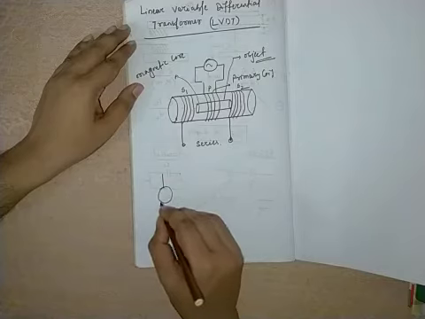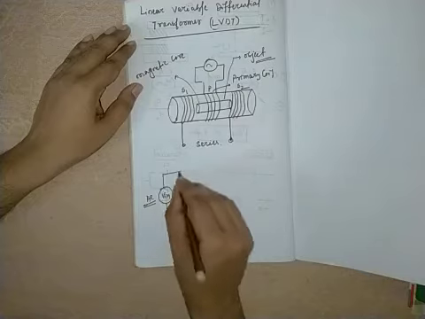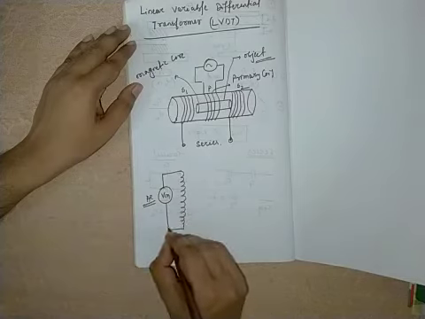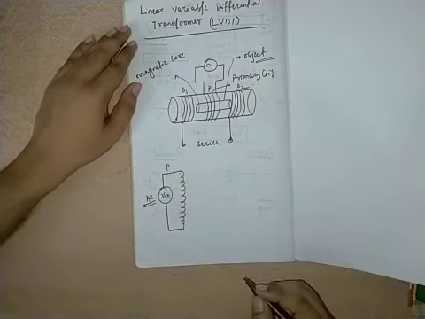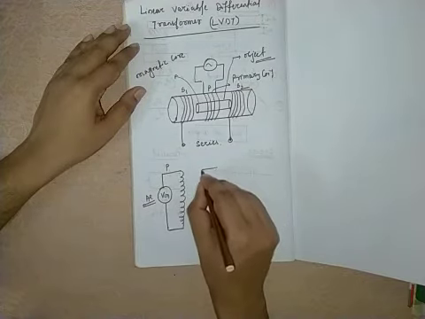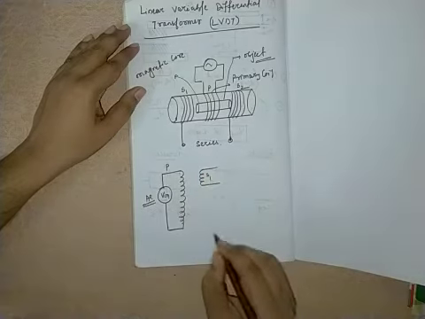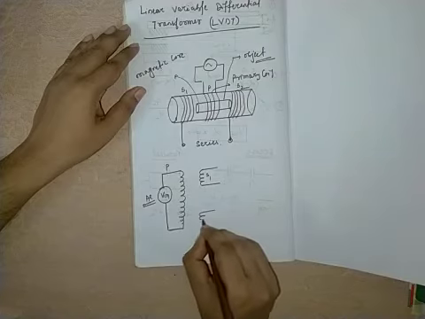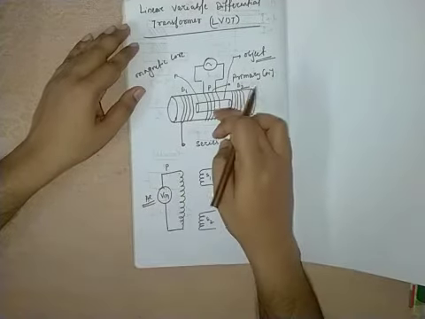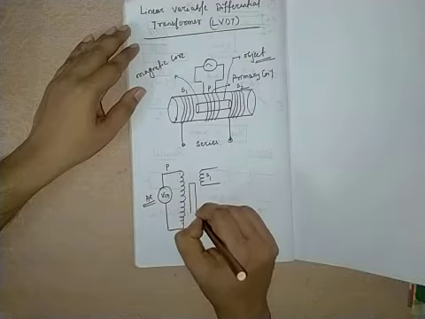Let this be your primary coil, to which you are supplying AC input voltage. I am writing it as P. Here is one secondary coil, suppose S1, and here another secondary coil, suppose S2, and between the primary and secondary there is a magnetic core. Let this be the magnetic core.